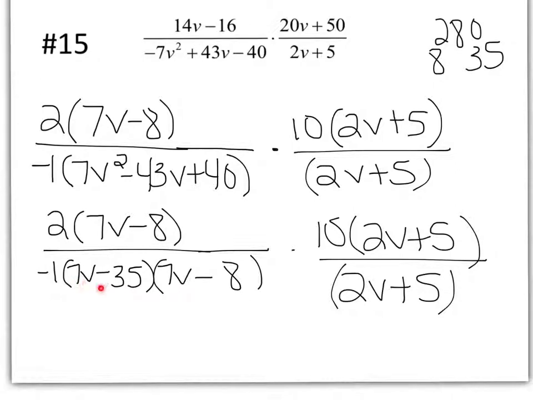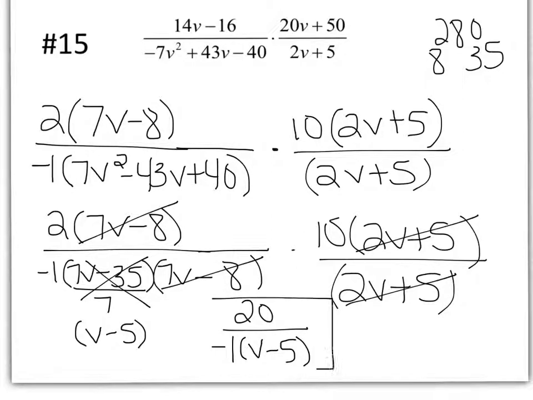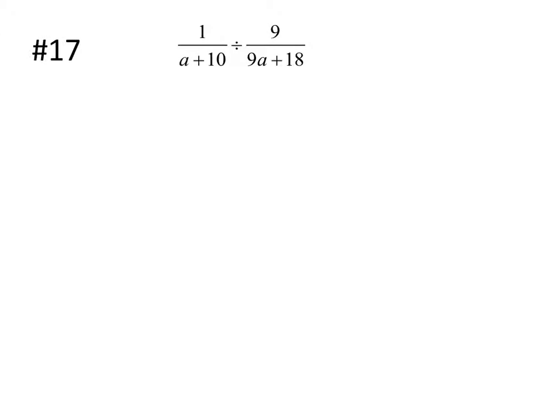Then you need to look at each individual house and see if they have anything in common. This house has a 7 in common, so it changes to v minus 5 instead of 7v minus 35. So now you can start canceling. 7v minus 8s cancel, 2v plus 5s cancel, and you're left with 2 times 10 in your numerator, which is 20, over negative 1 times v minus 5. And again, I don't know if they will distribute the negative, but you guys can handle that if they do.